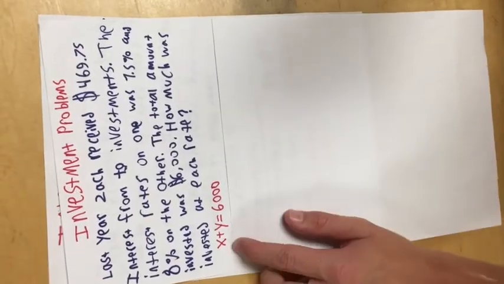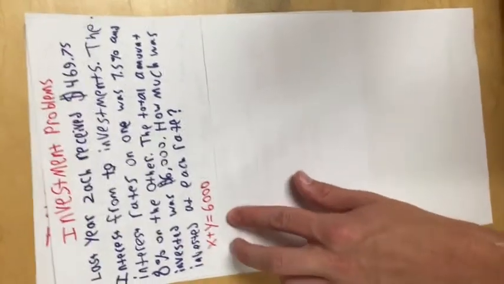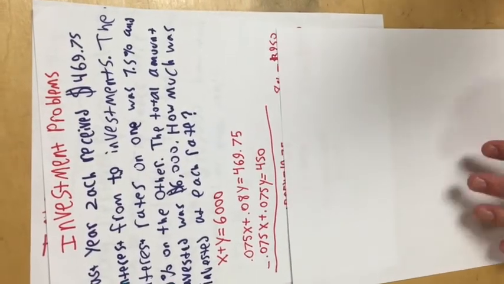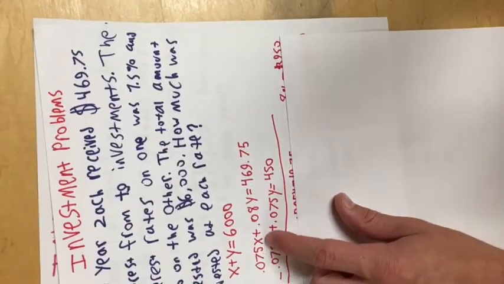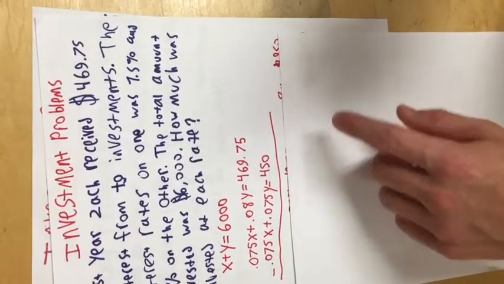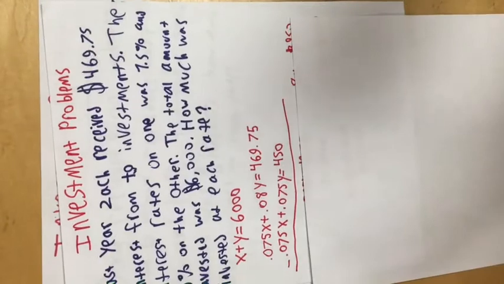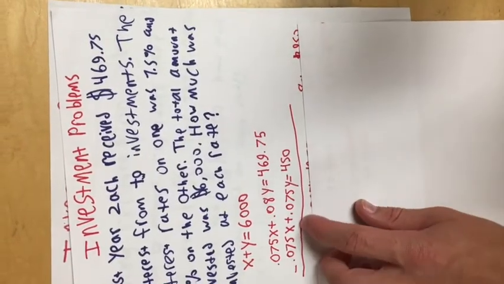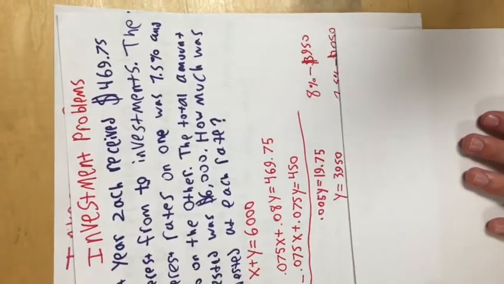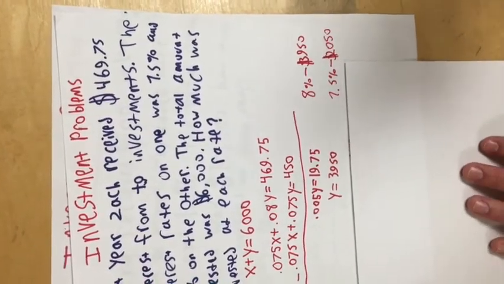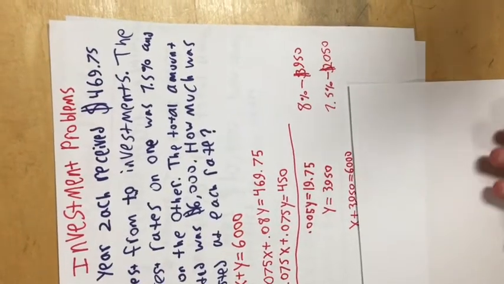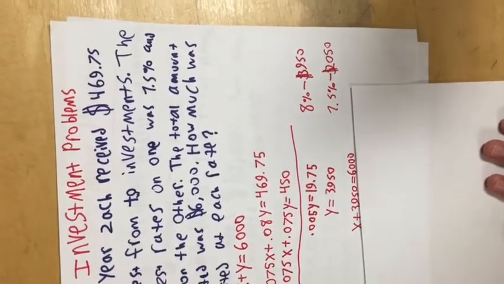So you've got x plus y equals 6,000. X and y are the amounts in each account. So you do 0.075x plus 0.08y equals 469.75, and so you subtract 0.075x plus 0.075y to cancel out the x's, and you get 0.005y equals 19.75. So y equals 3950.